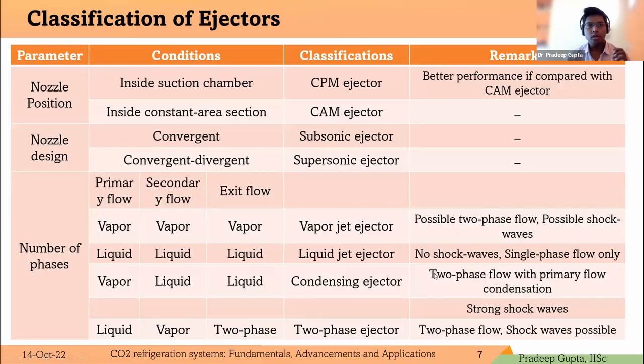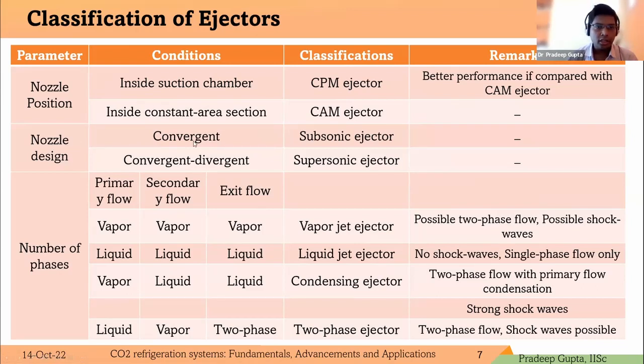Now moving to the different classification of the ejector. So ejectors have been categorized based on different parameters, like nozzle position. When the primary nozzle is placed inside the constant area section, it is called a constant area ejector. When the nozzle is placed in the suction chamber, it is called a constant pressure mixing ejector. These two ejector classifications I'll explain in a later slide with the schematic.